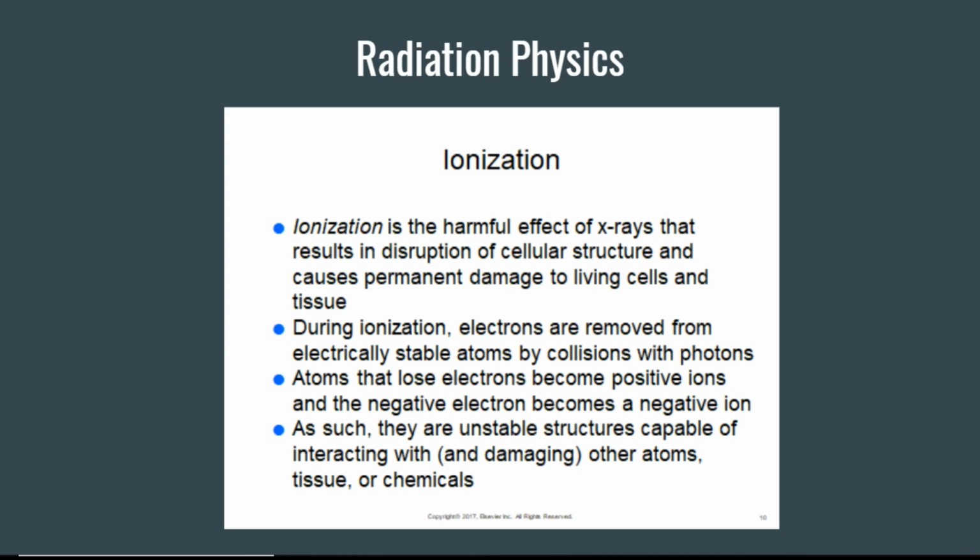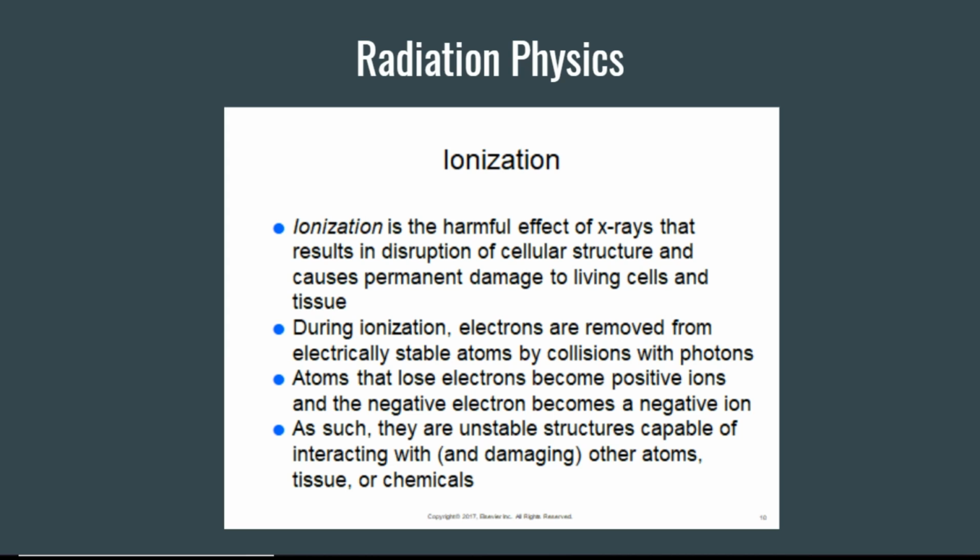During ionization, electrons are removed from the electrically stable atom by collision with photons. X-rays are photons, they're little bundles of energy, and that little bundle of energy will come in contact with an electron and knock the electron off of that shell. The atom will lose the electron, it becomes a positive ion, and the negative electron becomes a negative ion.